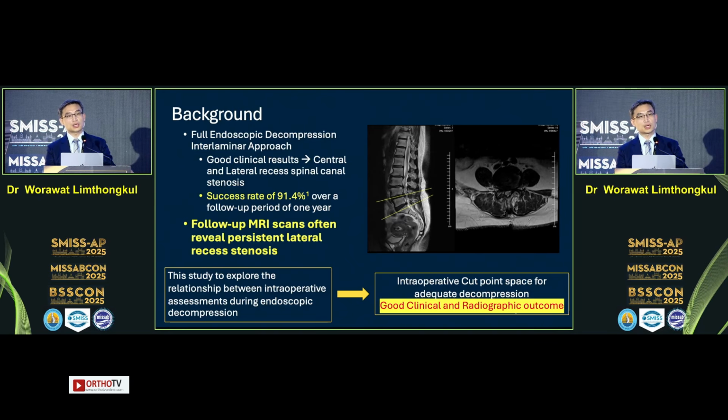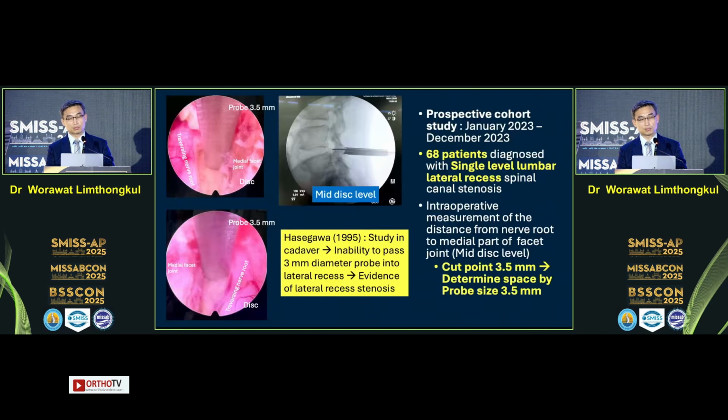We think there are some sequential things that we have to look into. When we follow up with MRI, there's still some lateral recess stenosis, even though the clinical result is okay, but we never know what's going to happen next. That's what we want to study: how we can get both a good clinical outcome and good radiographic outcomes.